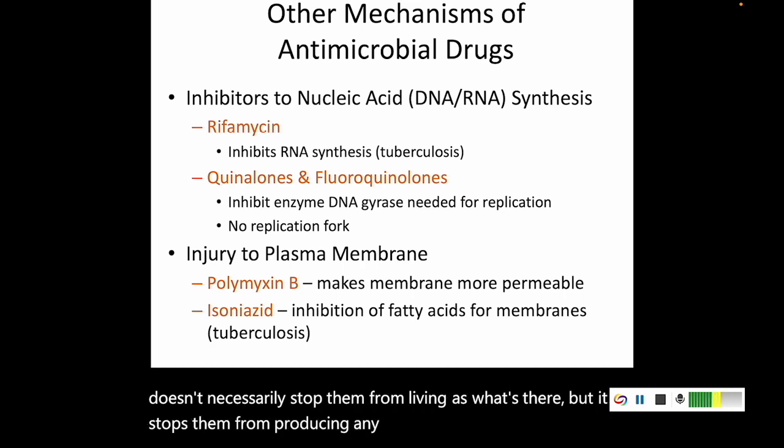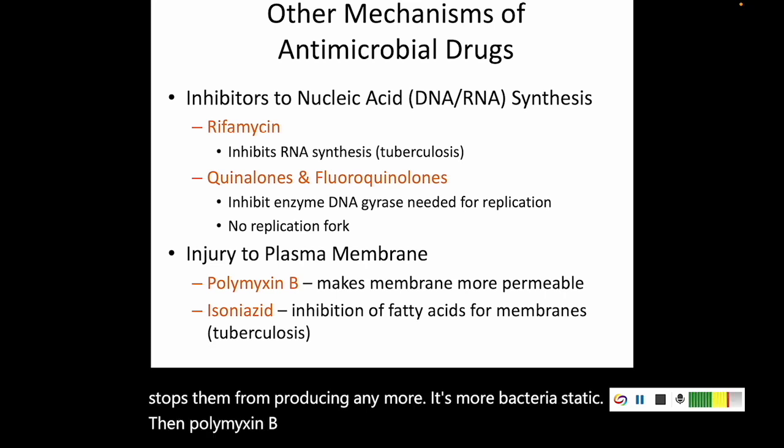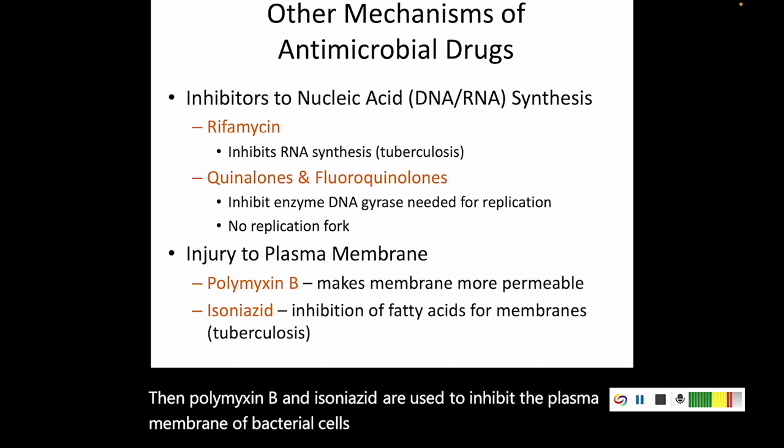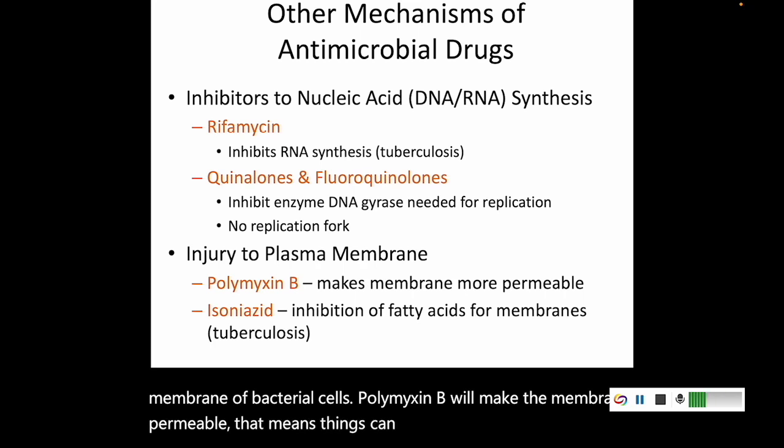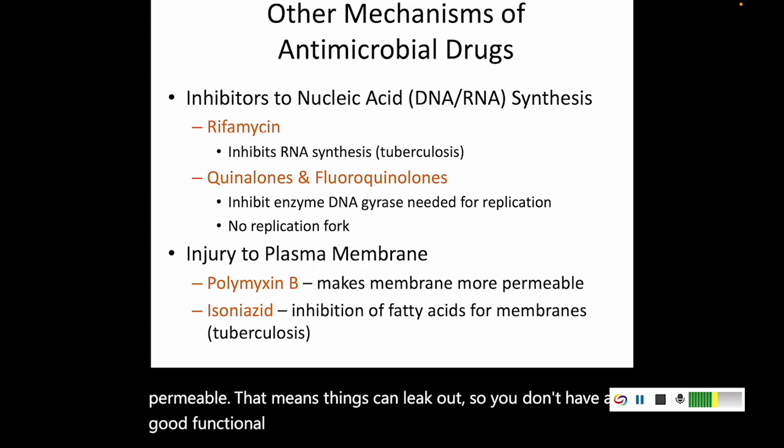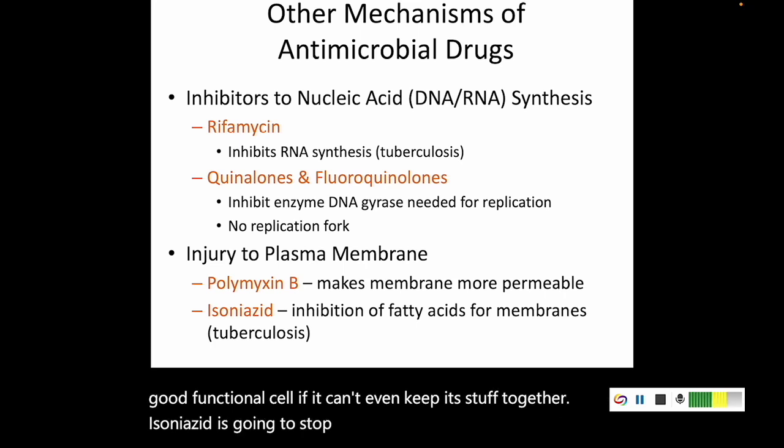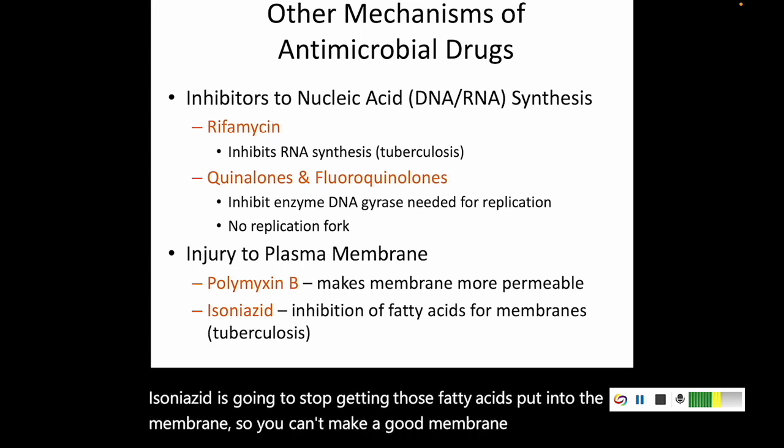It's more bacteriostatic. Then polymyxin B and isoniazid are used to inhibit the plasma membrane of bacterial cells. Polymyxin B will make the membrane permeable. That means things can leak out. So you don't have a good functional cell if it can't even keep its stuff together. Isoniazid is going to stop getting those fatty acids put into the membrane, so you can't make a good membrane. So the cell's not able to grow at that point.